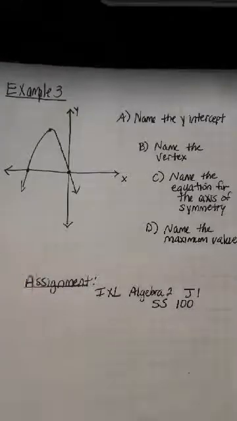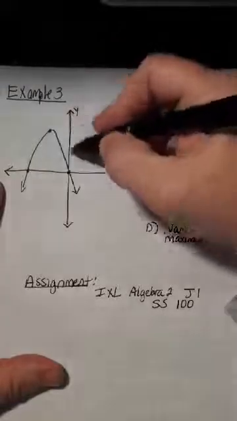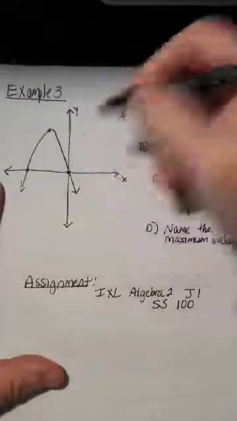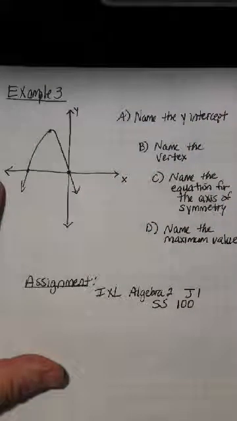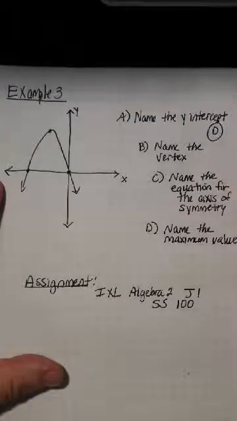Name the y-intercept. The y-intercept is where the parabola crosses the y-axis, which is right here at 0. So the y-intercept is 0. And remember, you just put the value 0 in.